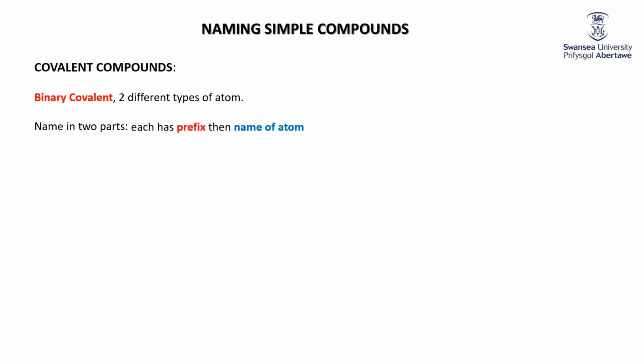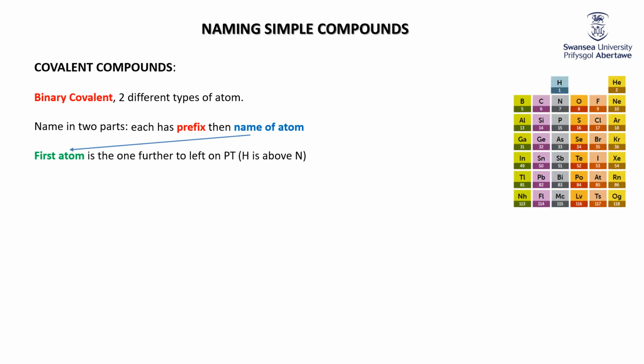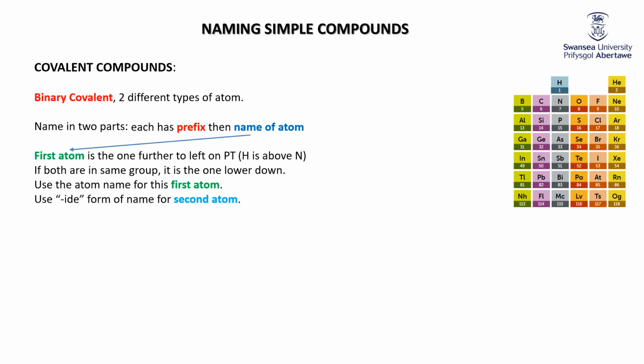Okay, so because we're talking about two types of atom, we'll have a prefix and a name of an atom for each type of atom. So two prefixes going with two names of atoms. Let's focus on the name of the atom first. You always take the first atom, being the one further to the left on the periodic table, and hydrogen, being weird again, is above nitrogen. If both are in the same group, you take the one lower down. You use the atom name for the first atom, you use the -ide form of the name for the second atom. Now that's a little confusing, but very easily illustrated.